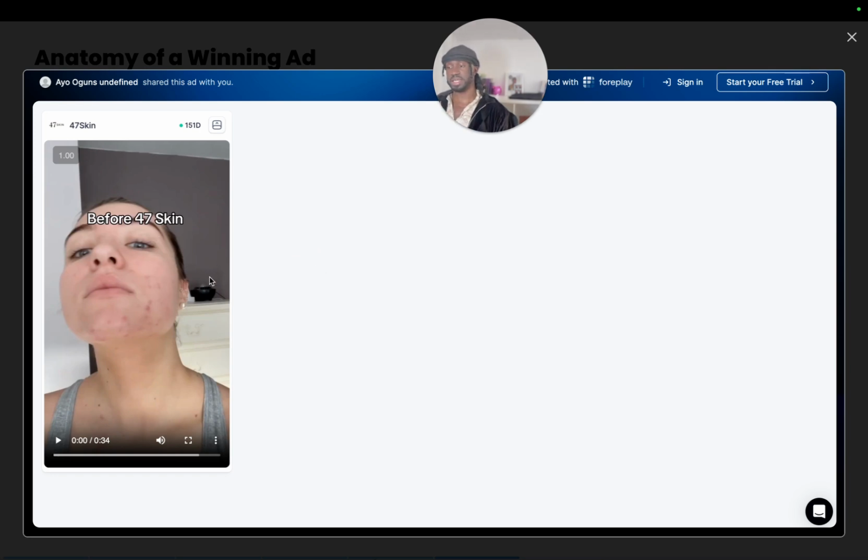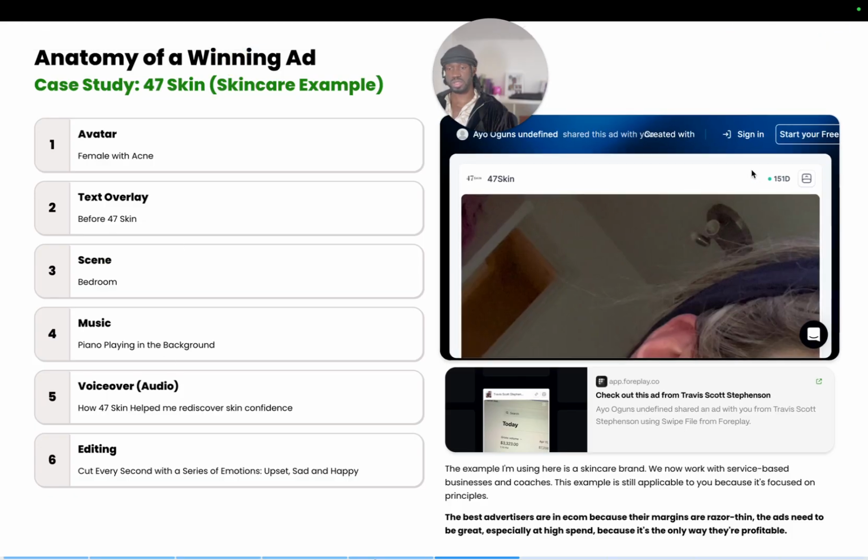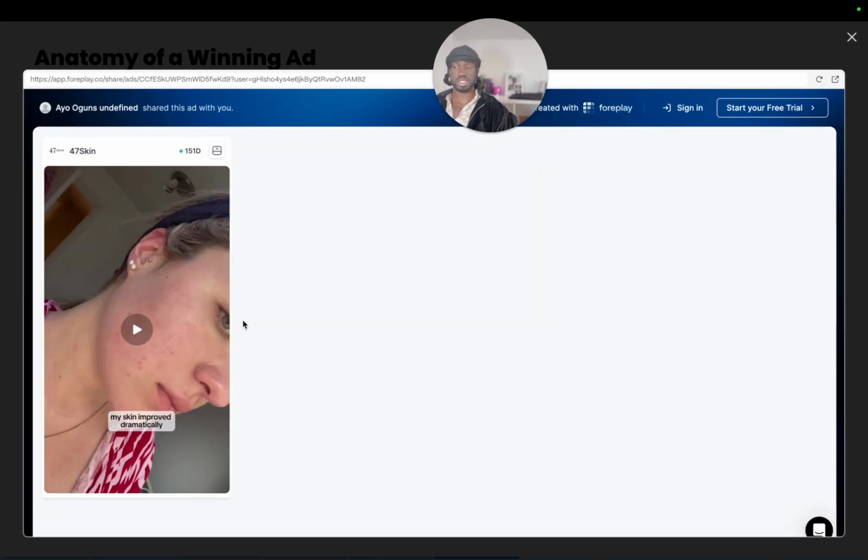Next thing is the scene. She's in her bedroom, or it looks like a bedroom anyway, somewhere just inside the house, which is where people are going to be using these products, okay? The next thing is the music. Now the music in the background is also really important as well.